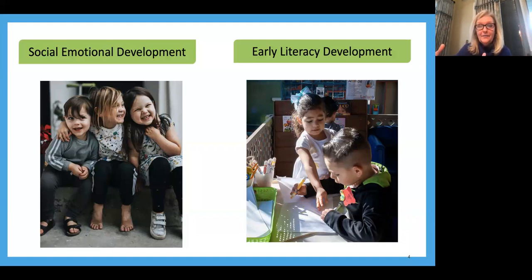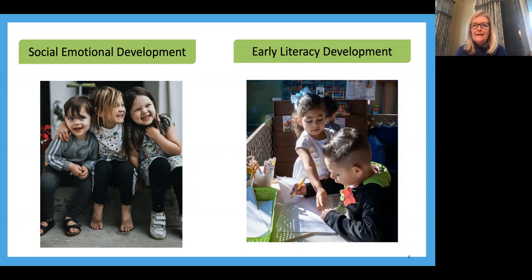And then if we think about those early literacy skills, we're also talking about developing that love and appreciation of books early on, phonological awareness, alphabet knowledge, print concepts and conversations, oral language, and conventions of print, right?